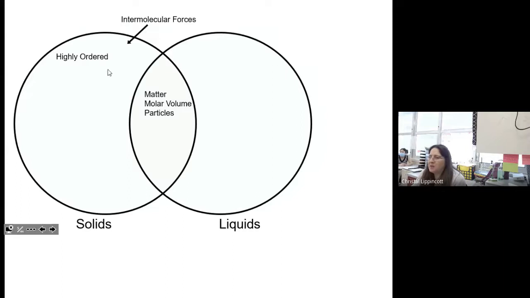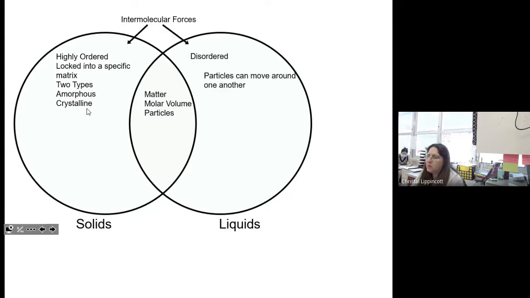Your solids tend to be highly ordered, whereas your liquids are not. These solids are locked into that matrix because the IMFs are very strong. They're at their strongest when the matter is in solid form. There are two types of these: amorphous and crystalline.